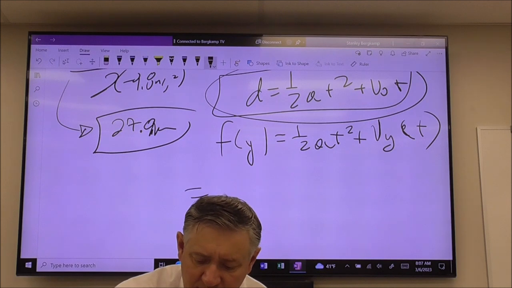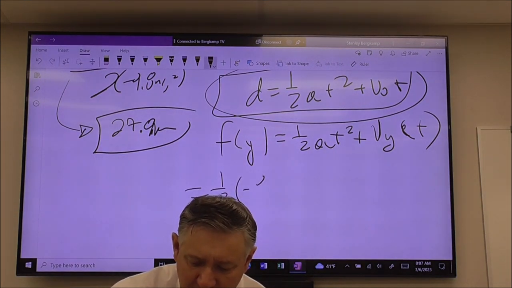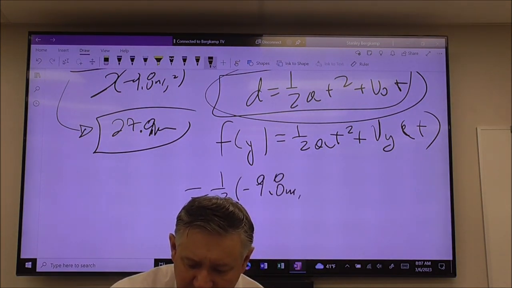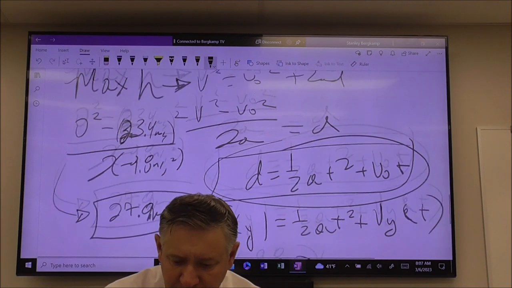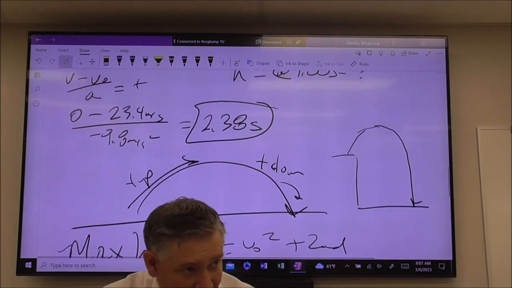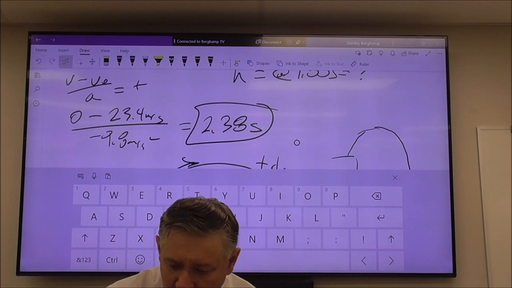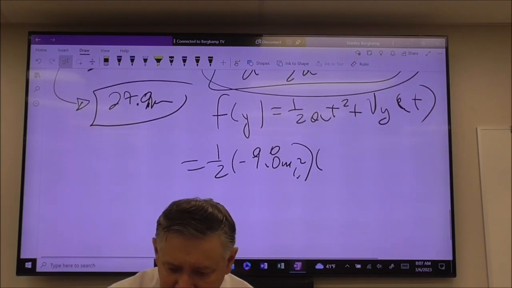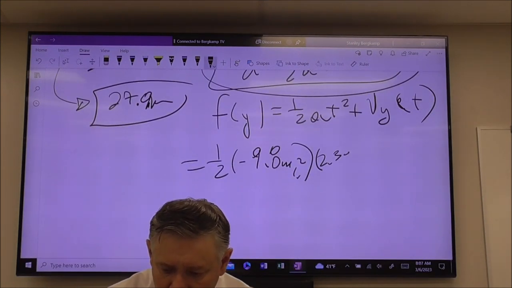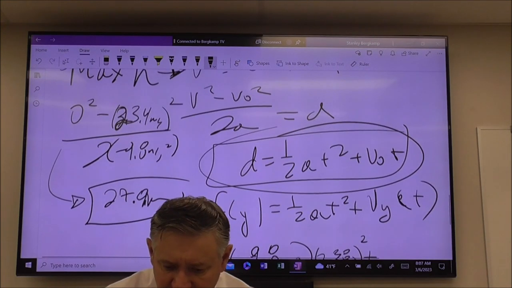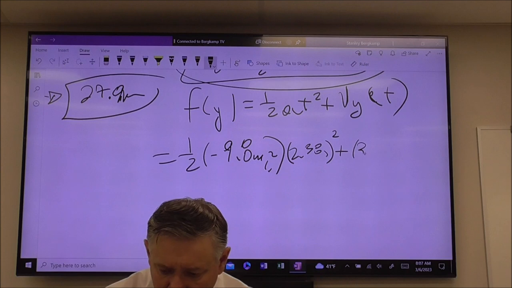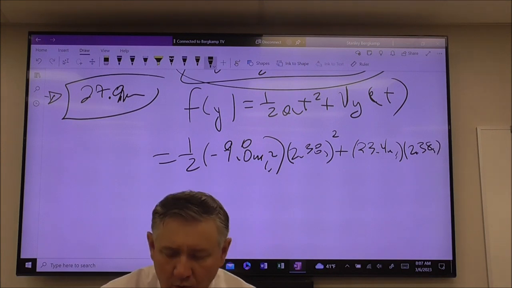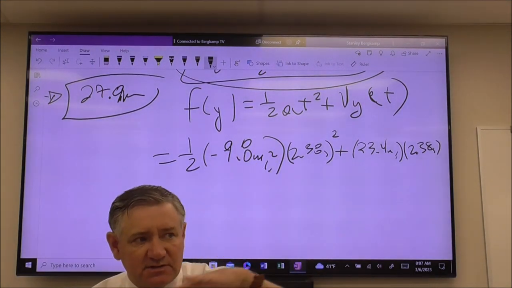So the other thing that you could do is plug in negative 9.8 meters per second squared, and plug in that time when it's at its maximum height of 2.38 seconds squared, plus that initial velocity of 23.4 meters per second times 2.38 seconds. Now, when you do this, and you will have to do this, okay?